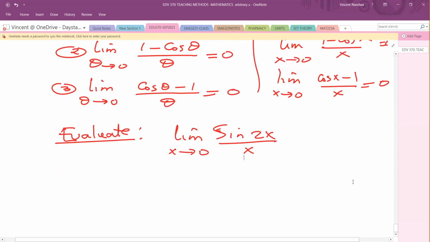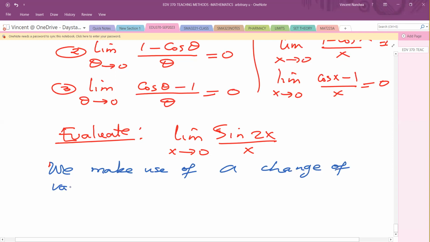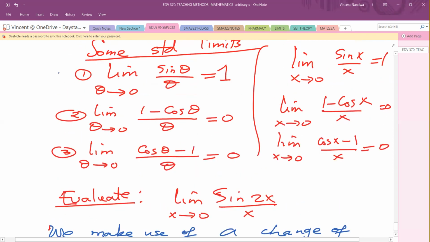Are you there? Sasa hivi tutafanya hivi, unasema we use what we call a change of variables. Change of variables inamaanisha sasa I want to create the same limit, but nitumie something different that will enable me to use some of these standard limits that you make up, okay? Yeah.